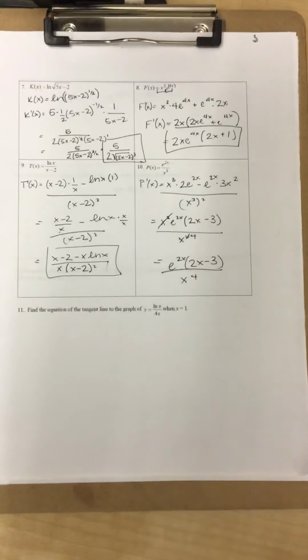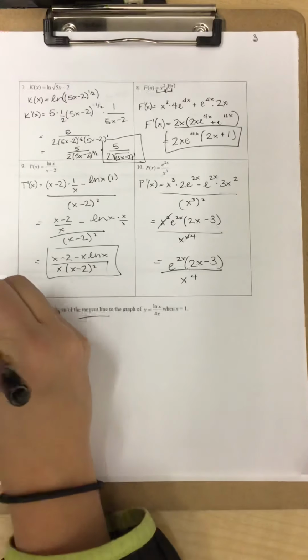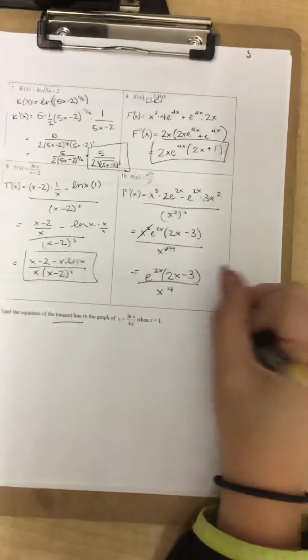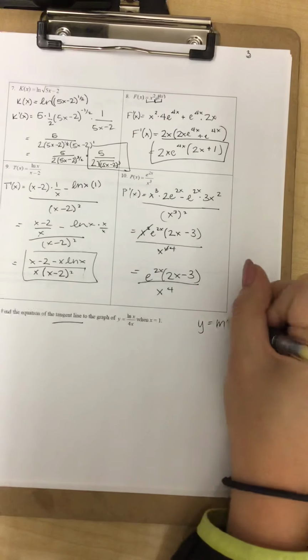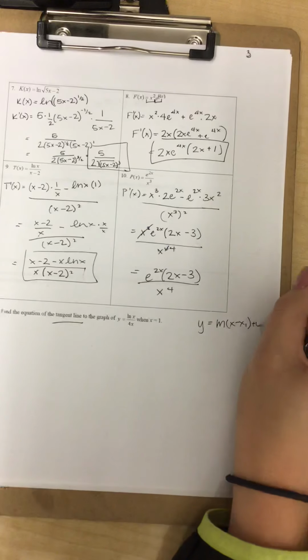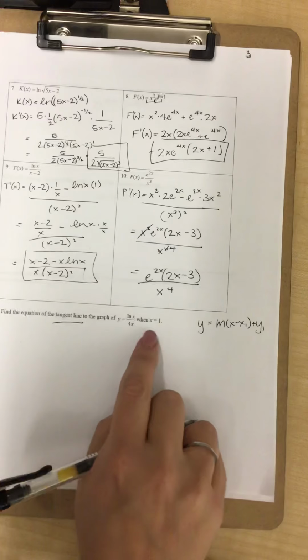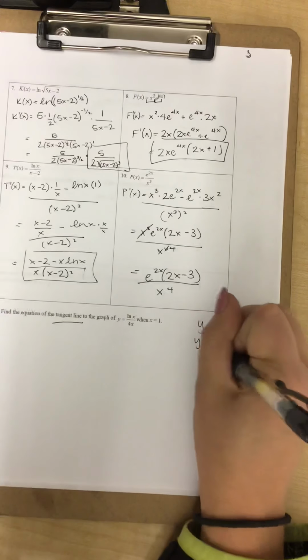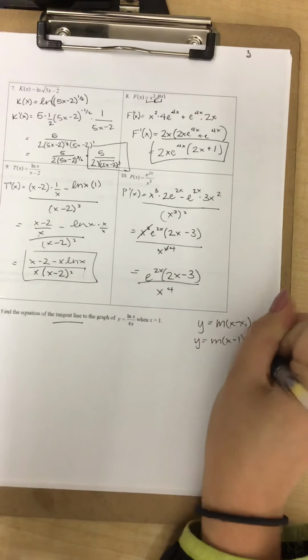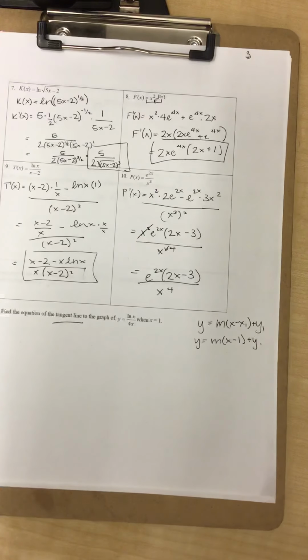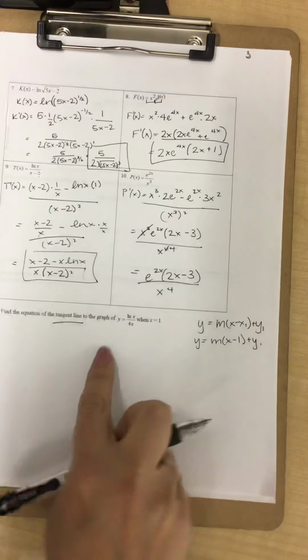Alright, find the equation of the tangent line to the graph of y equals natural log x over 4x when x is 1. Ooh, tangent line. When you see tangent line, step number 1 is going to be y equals m times x minus x1 plus y1. x1 is almost always given. It's right there. And in this case, it's 1. y1 is just the y value there. So we're going to plug in x and see what we get.